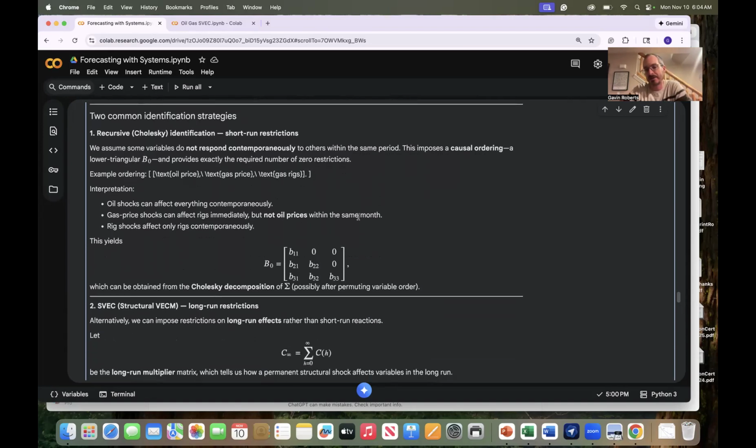So there are many common identification strategies. The most common is called a recursive Cholesky identification, which are called short run restrictions. This amounts to how the variables make their way through the system. So we assume some variables do not respond in the same time period, contemporaneously, to others within the same period. This imposes a causal ordering, a lower triangular B naught, and provides exactly the required number of zeros.